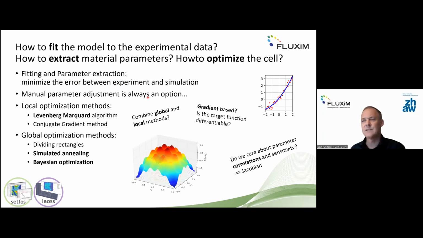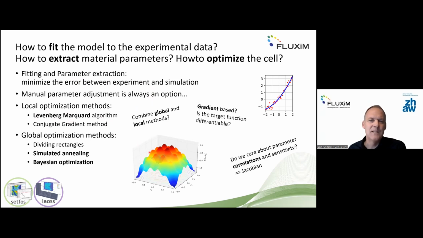Now, how to do that? Manual parameter adjustment is always an option. Some experienced people are good at that. But then there are also, of course, algorithms to do this. Either you do a local optimization, and the popular method that we implemented is the Levenberg-Marquardt algorithm to minimize the error.